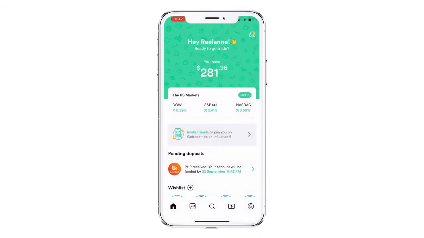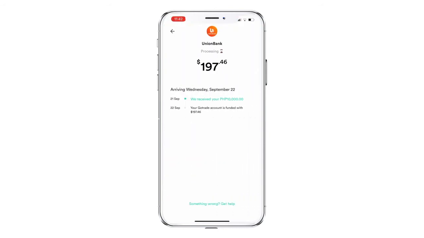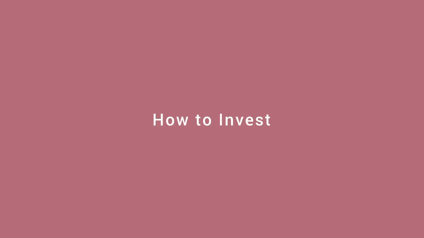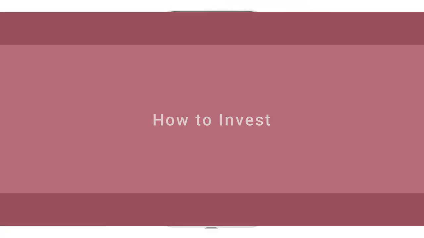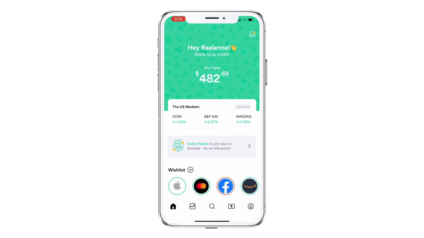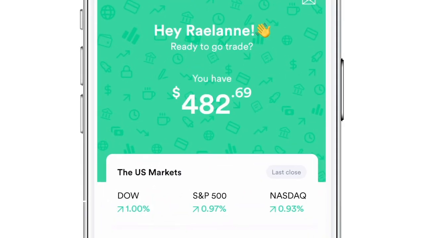Okay, so once that's done, you can see here my pending deposits. It says your PHP received. Your account will be funded by September 22, 11:42 p.m. So that's exactly 24 hours from now. Okay, makikita nyo dito na na-credit na yung dineposit natin kahapon.